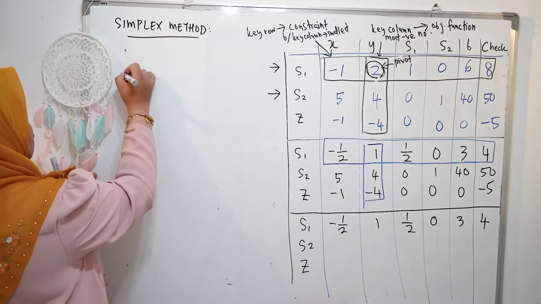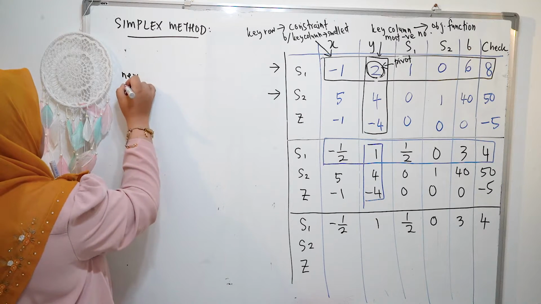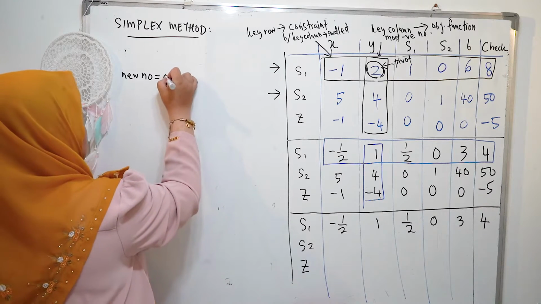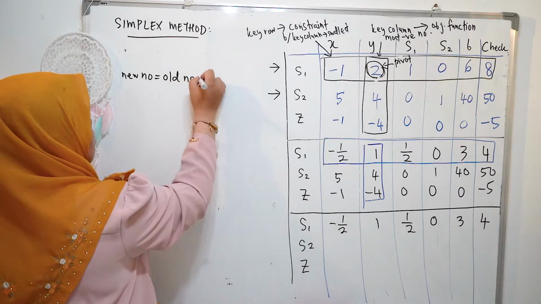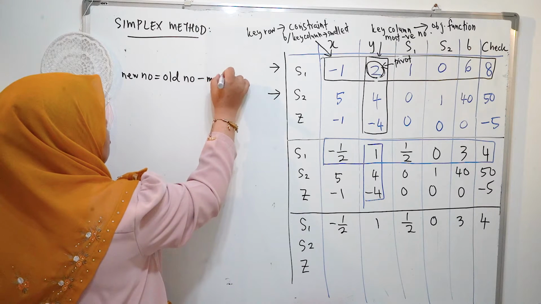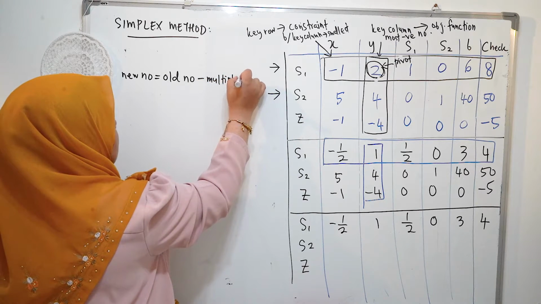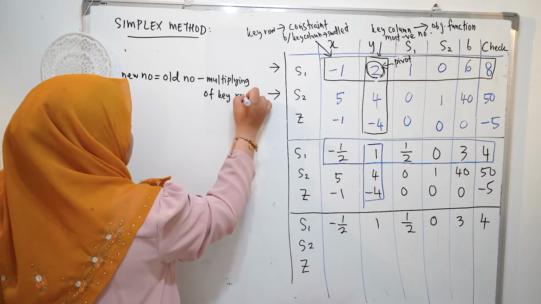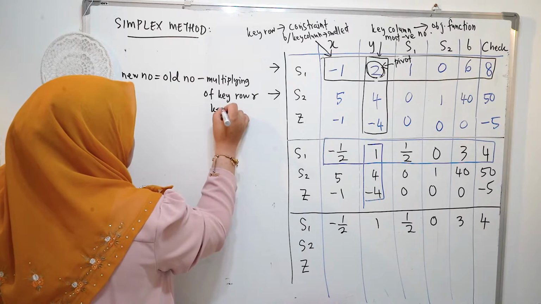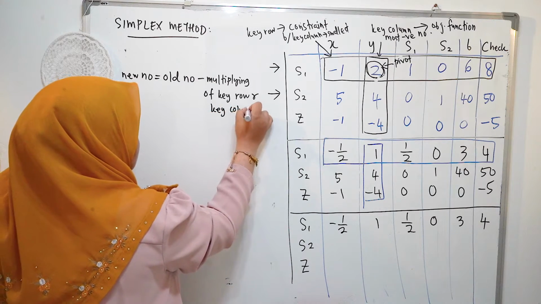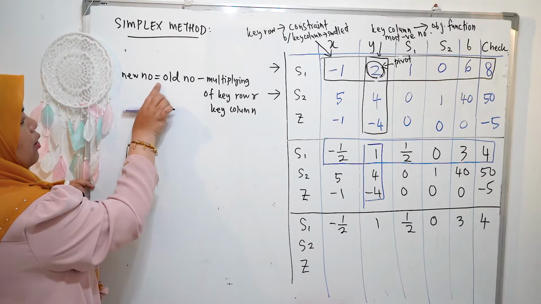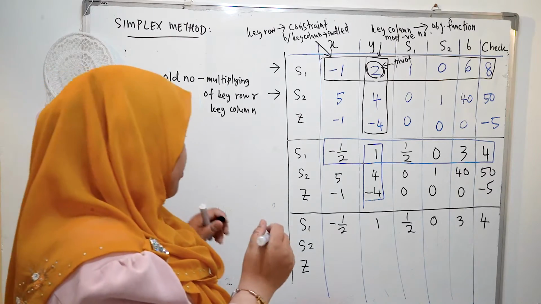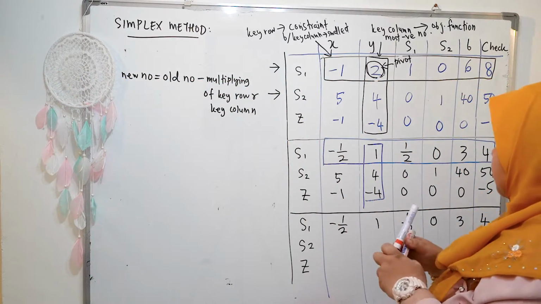Okay, to get the new element or new number, you have to do all number minus multiplying of key row and key column. Okay, new number equal to all number minus multiplying of key row and key column. Okay, we try to do.